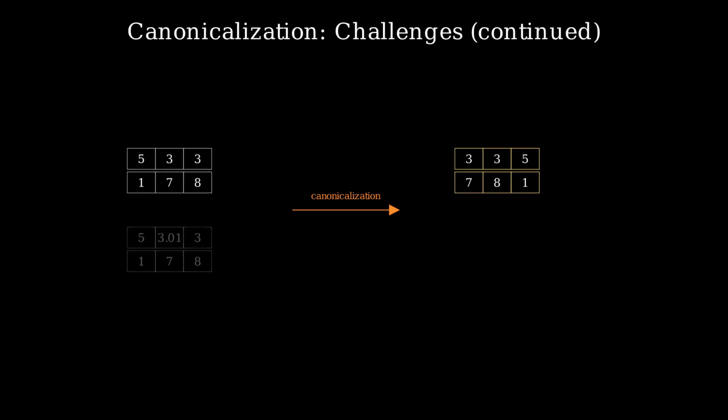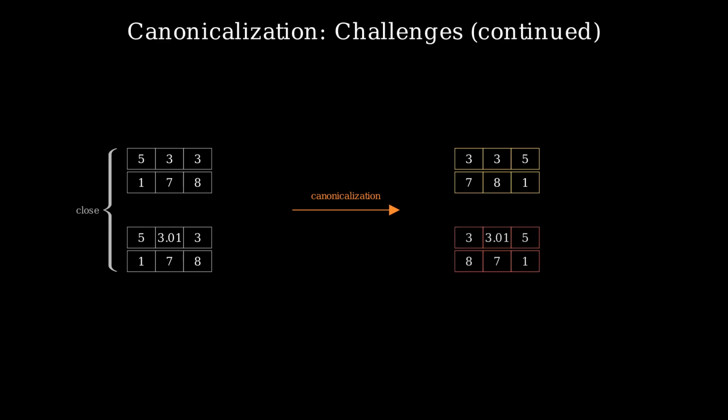Now perturb the top row: 5, 3.01, 3. Sorting now uses a different column order and the bottom row becomes 8, 7, 1. A tiny change in input caused the bottom row to jump. Continuity has broken. This is not a special case, it is unavoidable.